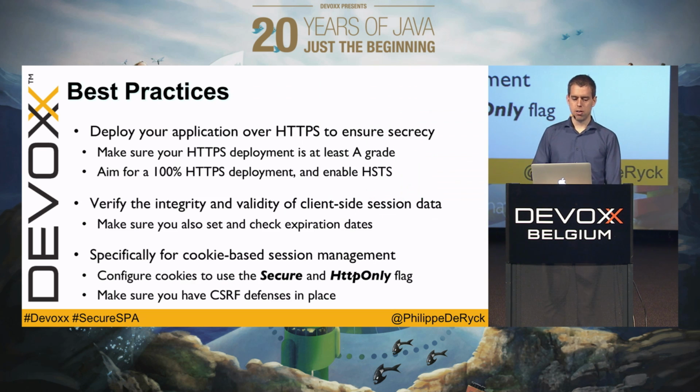Best practices to do here, you should deploy your entire application over HTTPS. That's unfortunately not one of the things I can talk about today, but something I'm really advocating for. Push HTTPS to the limit, and if you're at 100% HTTPS for your application, enable strict transport security, so you're definitely sure of that. You should always check the integrity and the validity of your client-side session data before you use it. And if you are using cookies, configure the secure and HTTP-only flag, and make sure you have CSRF defenses in place.